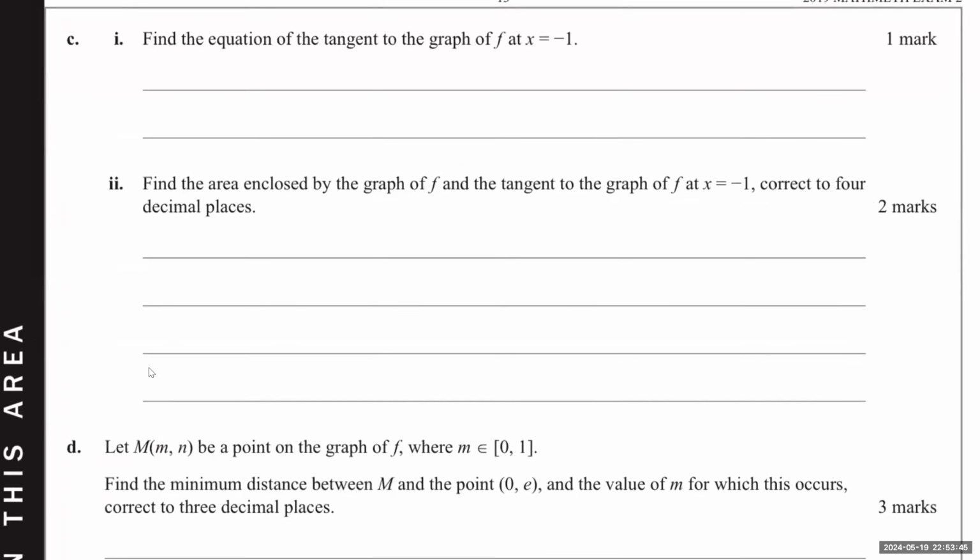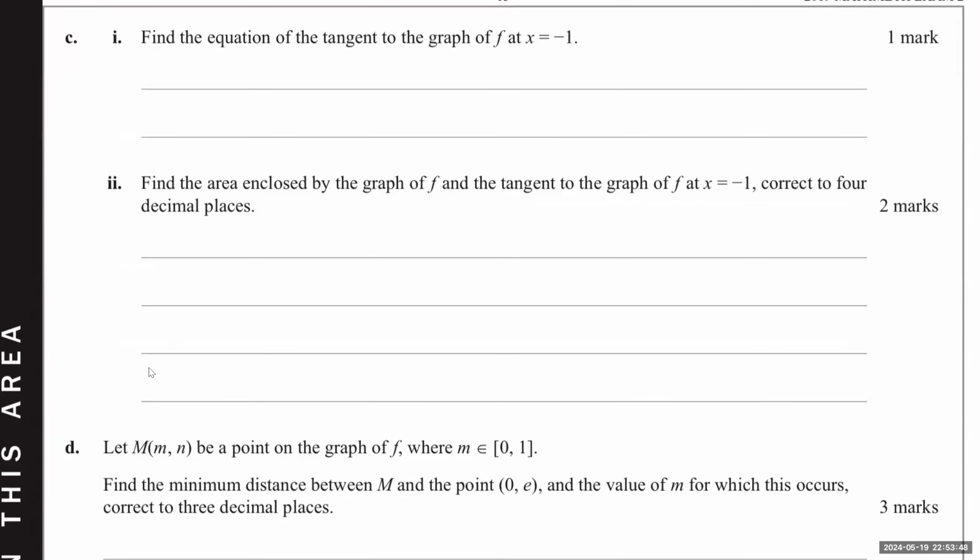Find the equation of the tangent to the graph of f at x equals minus 1. Well, we know there is a turning point. So if I say, all right, I draw a quick graph according to what I just obtained from my CAS.